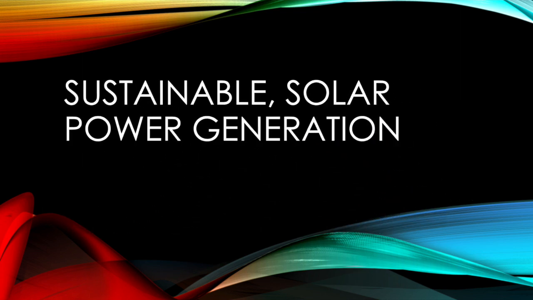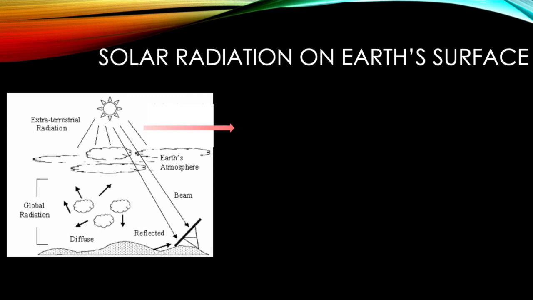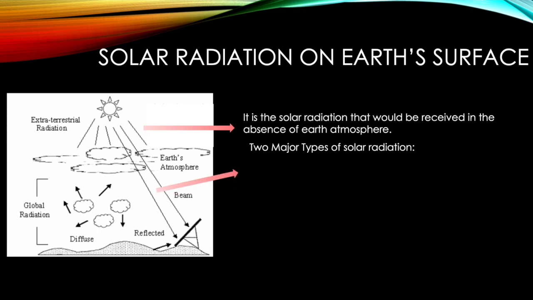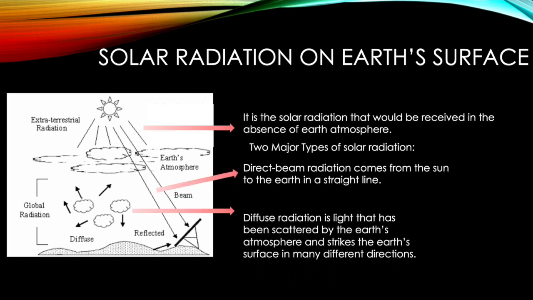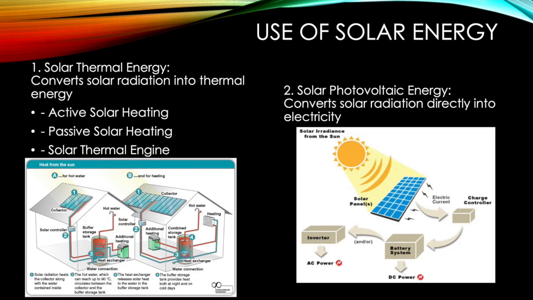This presentation will analyze how alternative power sources can be used, such as solar radiation, and how it can be applicable to a plethora of applications. Solar radiation comes in two main types, which are direct beam radiation and diffusive radiation. The main uses of solar radiation are the conversion into thermal energy and electrical energy.